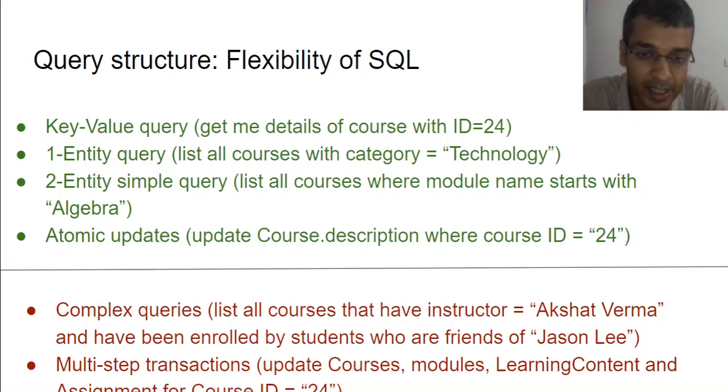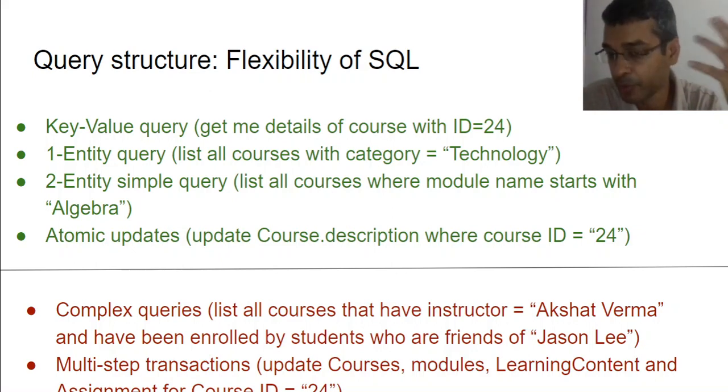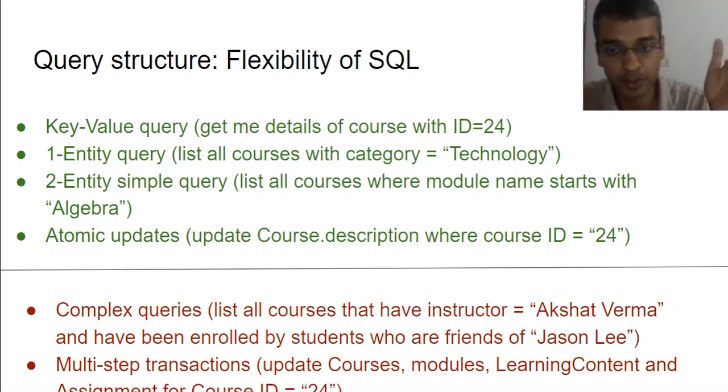So look at this query, right? I want to know all courses that essentially have the same instructor as this one, essentially me. And then you also want to figure out they have been enrolled by students who are friends of Jason Lee. So let's say Jason Lee is some student who's looking at this course and says, oh, I want to look at more courses. And the platform gives some recommendation, and the recommendation is, okay, if there is another course by Akshat Verma, it should be relevant. And then whoever are friends of Jason Lee, by that friend definition, whatever it is, then those courses should be relevant as well. So you use that as a filter criteria.